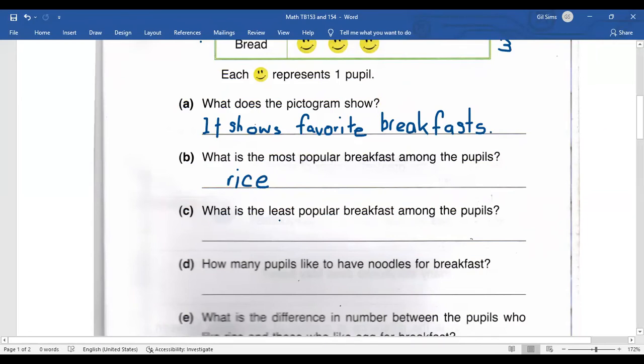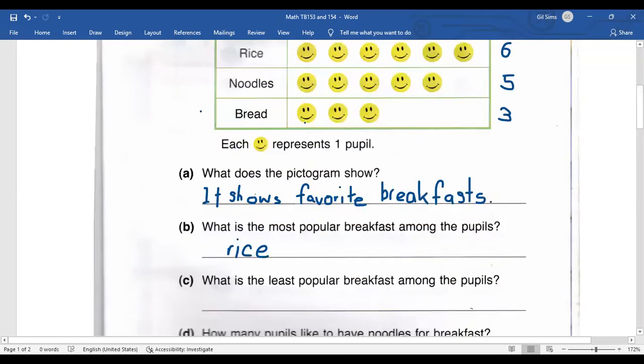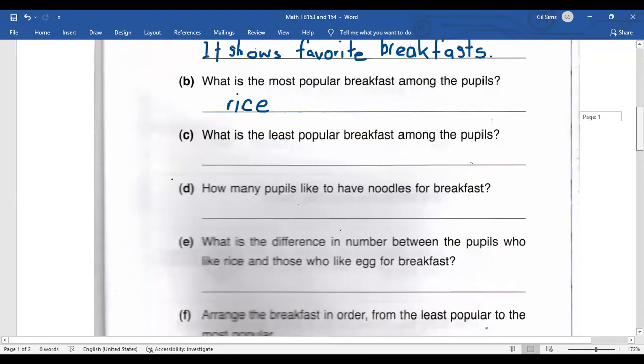What is the least popular? The smallest number of students liked the 3, only 3 people like bread. So bread is the least popular. B, R, E, A, D, bread.